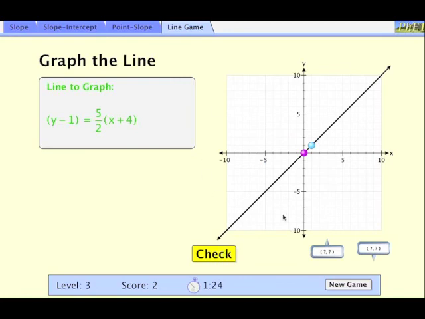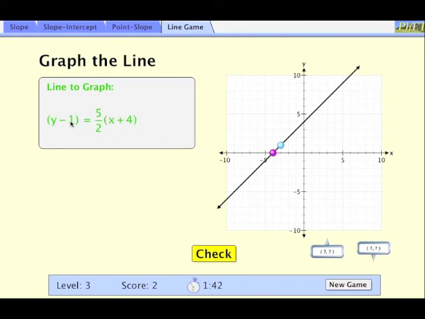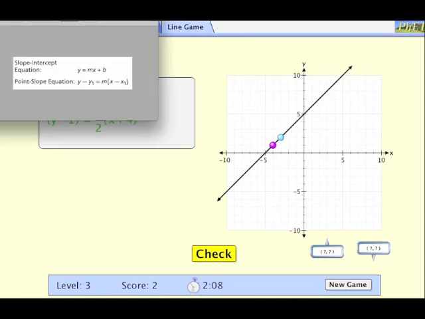Now let's graph an equation in point slope form. The first thing we need to do is identify a point that we know is on the line. We do that by looking right here. So the x-coordinate of a point on the line is -4, and the y-coordinate is +1. Remember that when you're reading the x and the y coordinate off of point slope form, you have to change the sign of the number that you see there, because there's already a minus sign in point slope form.